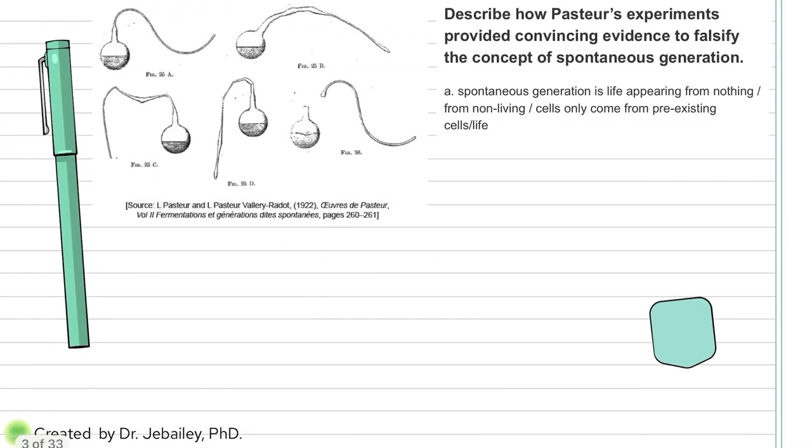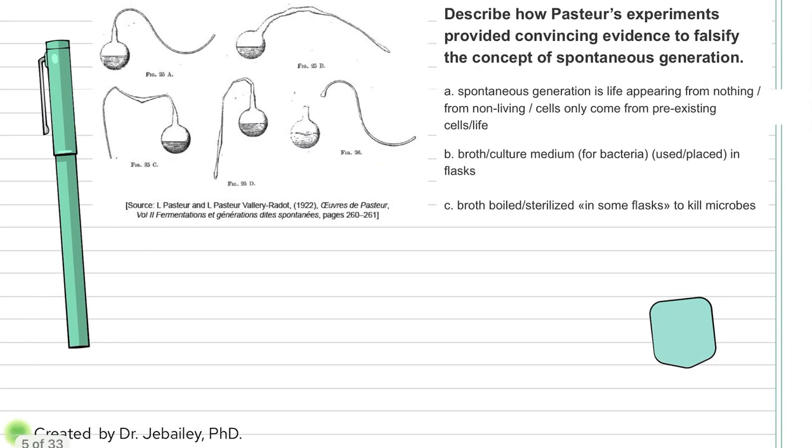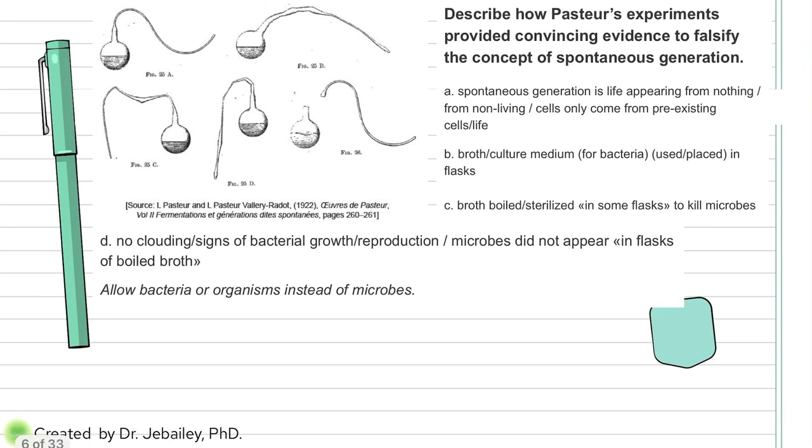Now, let's look at the mark scheme for it. So the first thing says spontaneous generation is life appearing out of nothing. So first explain what spontaneous generation is and how this has nothing to do with cells coming from pre-existing cells. Then, of course, talk about the chicken broth that was used. And so you say that chicken broth was put in a flask. You describe the experiment. Then mention how the broth was sterilized or boiled to kill the microbes.